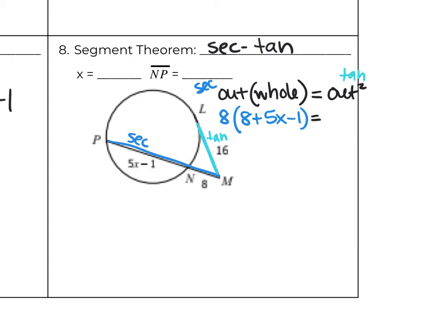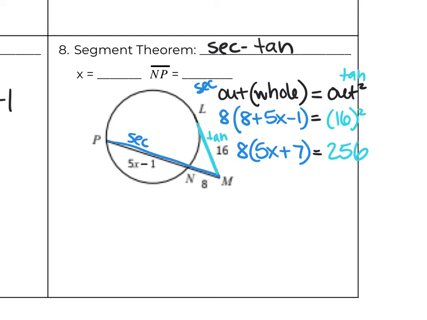A lot of you wanted to add an x on that 16 because our first one had an x. It doesn't always have an x, just if it's there, yes, if not, no. So what am I going to square in this case? 16. Okay, so let's simplify. So this is going to be 8 times 5x plus what? 7, good, equals 16 squared. 256. Okay.